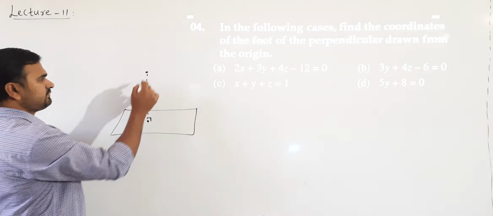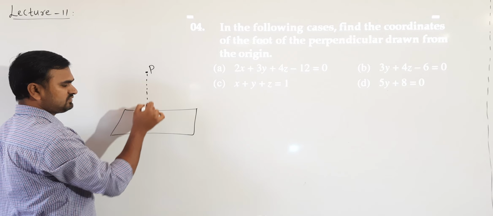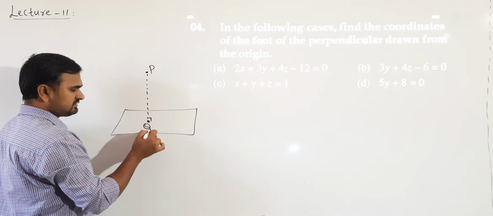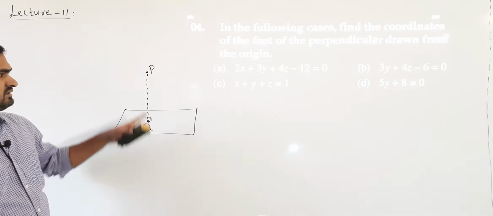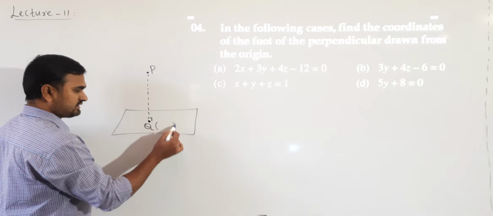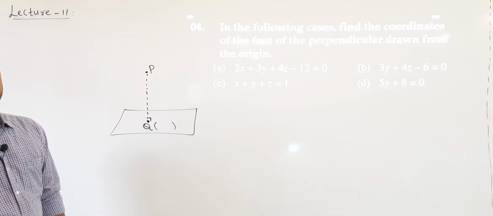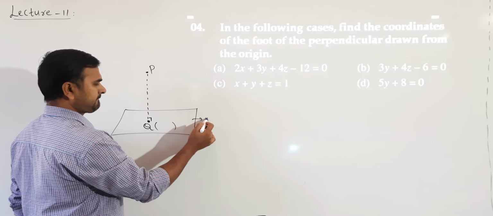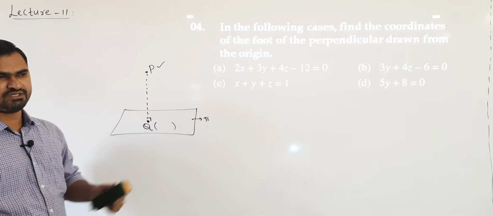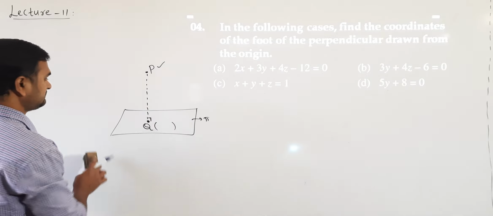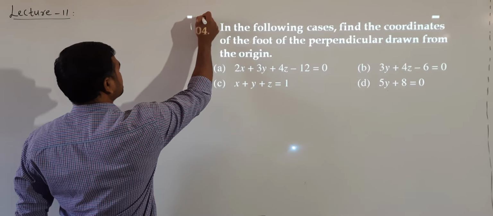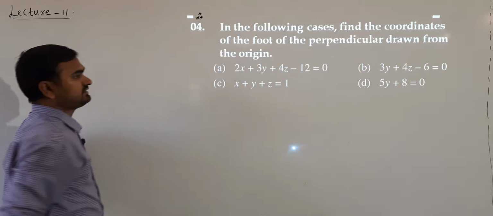suppose P is a given point, so from this point you draw a perpendicular onto the given plane. Now where it meets the plane, that point is called the foot of perpendicular from this point onto the plane. Here we have to determine the coordinates of this foot of perpendicular. The plane equation will be given and the point will be given. We have to find this Q. This is called the foot of perpendicular. The question is important. For 3 marks, this type of question will be given.